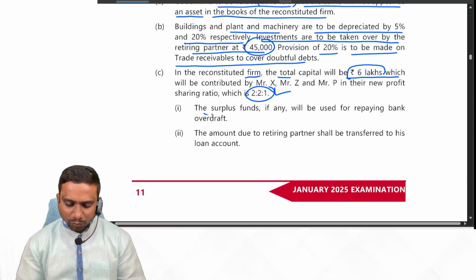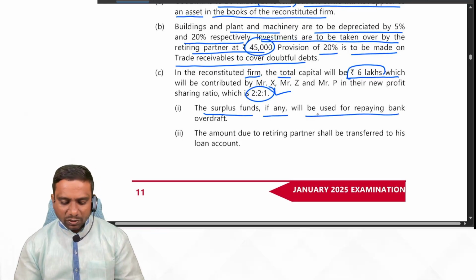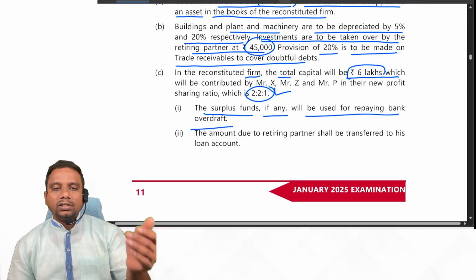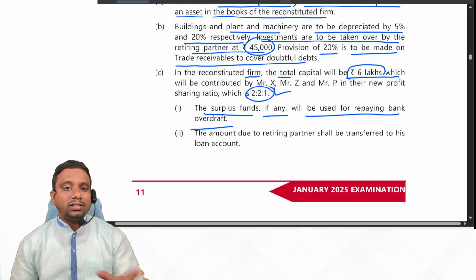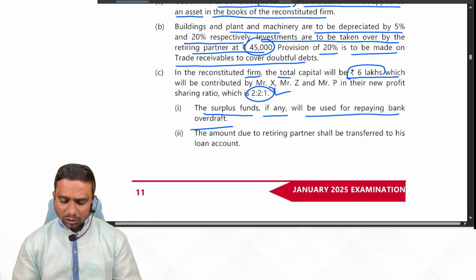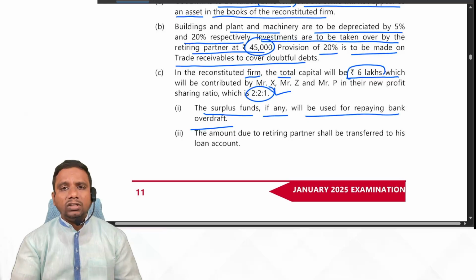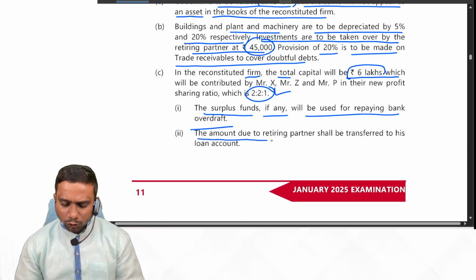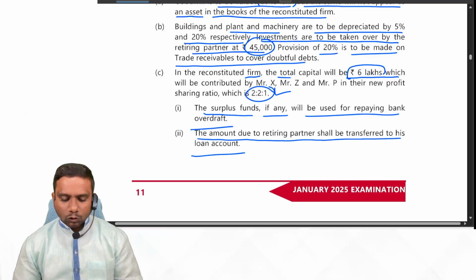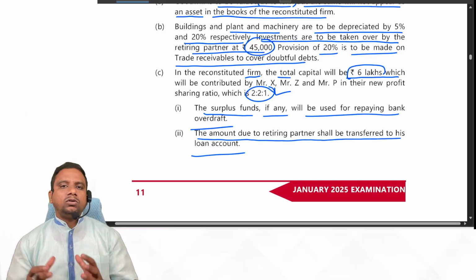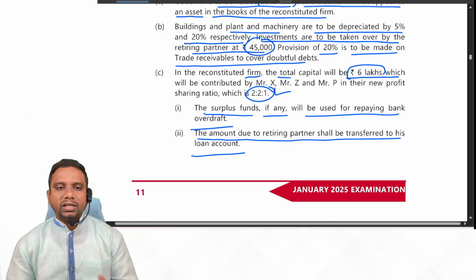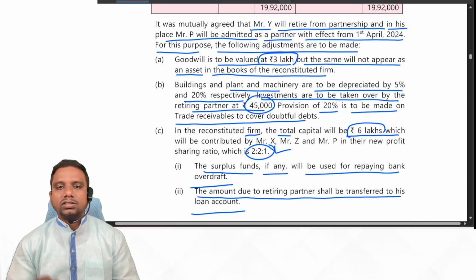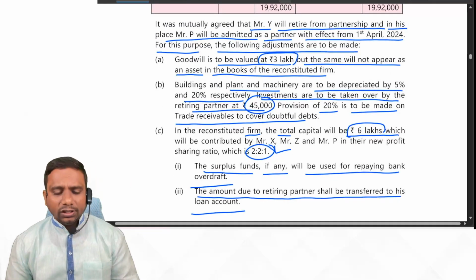Here they are saying the surplus funds, if any, will be used for repaying bank overdraft. Here X, Z and P are bringing some amount now, so that the excess funds we will utilize for repaying overdraft. Next, the amount due to the retiring partner shall be transferred to his loan account. At present, whatever the amount due to the retiring partner, we are not paying any amount and we are just transferring to his loan account.